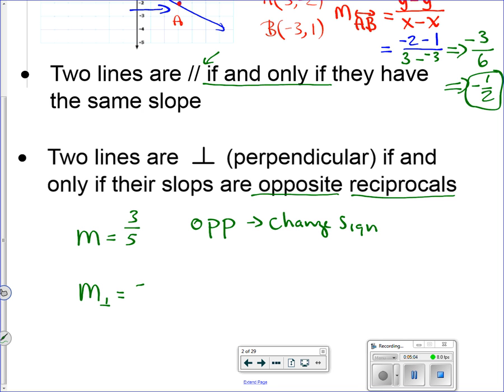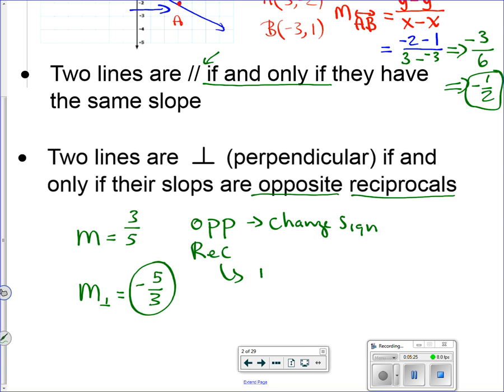Now, the second part is reciprocal. Whatever that means, let me tell you what that means. That means take the fraction 3/5 and turn it upside down. That's the opposite reciprocal. So now this slope right here is the slope that's perpendicular to 3/5. Okay, reciprocal. Let's just look at what this means.